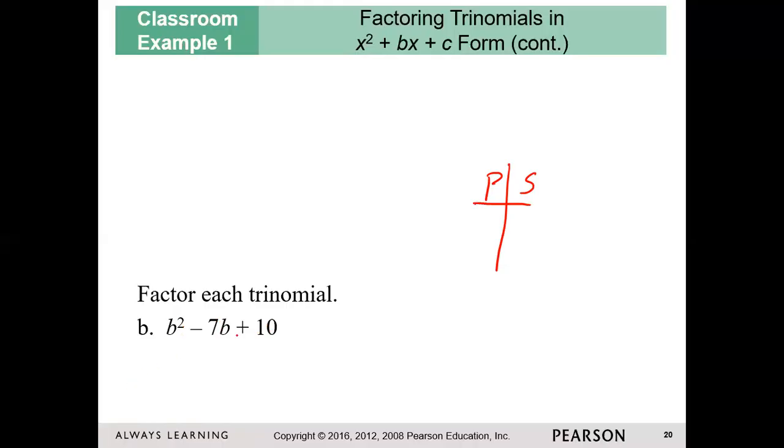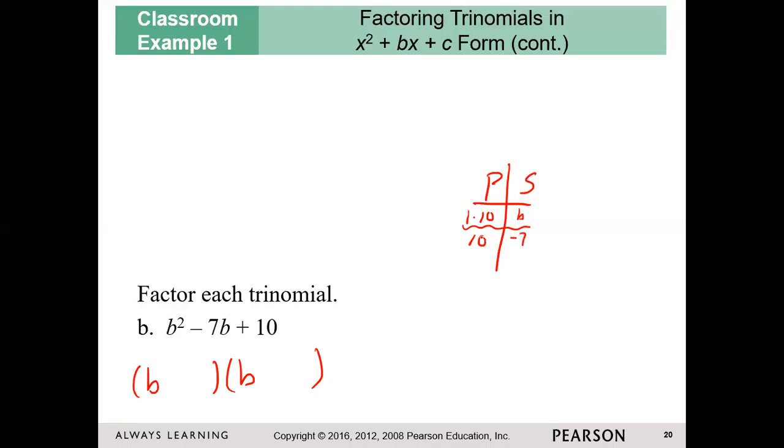We know that the shape of our answer, if it's factorable, will have two sets of parentheses, and it will have our variable in each set of parentheses. Okay. So the next thing that you want to consider here is that your product is positive. So you are going to have this 1 times 10, which is obviously 10. And our sum here is negative. So our b is going to be -7.